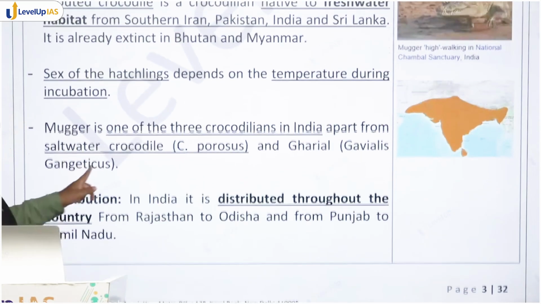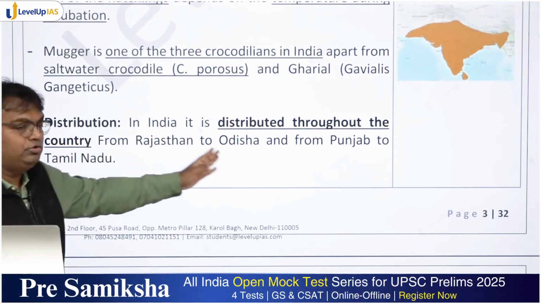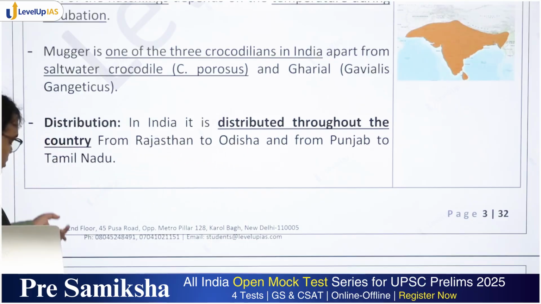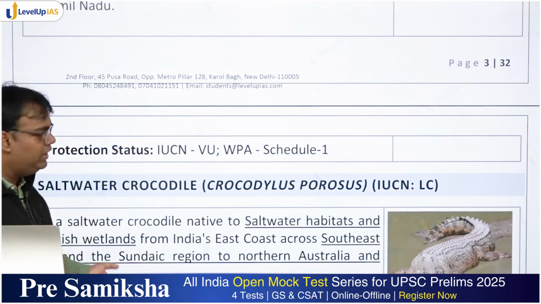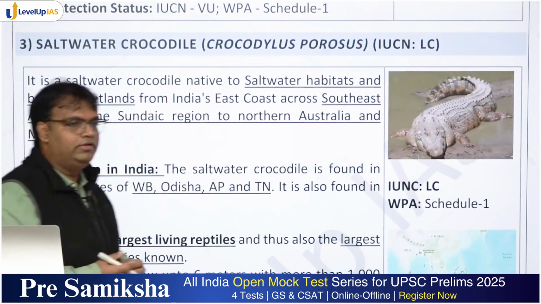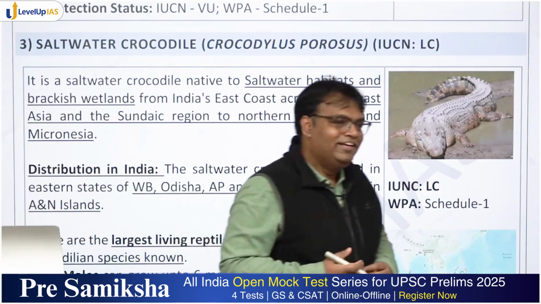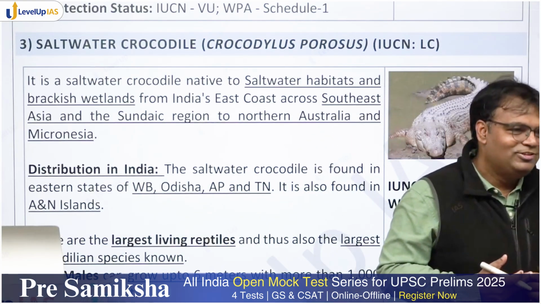Now, mugger is one of the three crocodiles. ठीक है. Distribution, it's distributed throughout the country from Rajasthan to Odisha and from Punjab to Tamil Nadu. Protection, IUCN में vulnerable है, Wildlife Protection Act में इसे highest protection मिला हुआ है. Then comes saltwater crocodile. इसे प्यार से salty बोलते हैं. तो प्यार से क्या बोलते हैं? Salty. Saltwater crocodile.